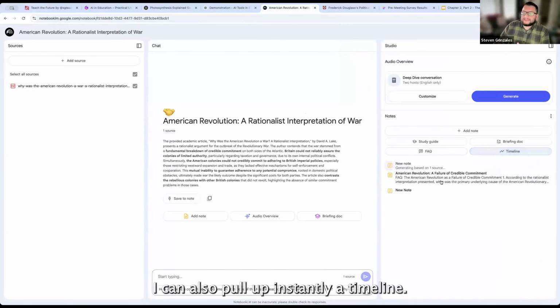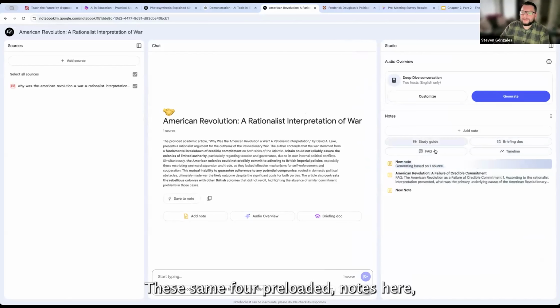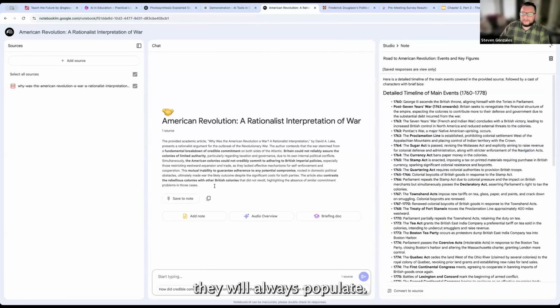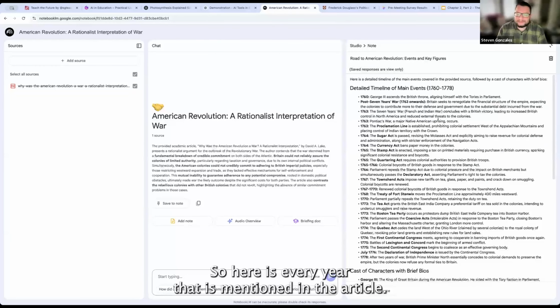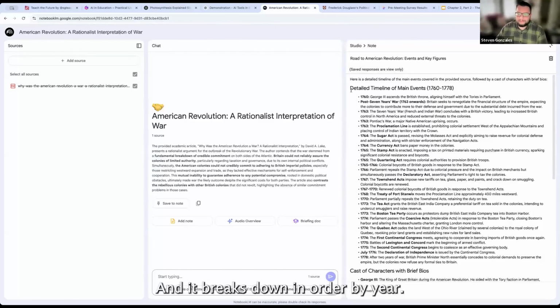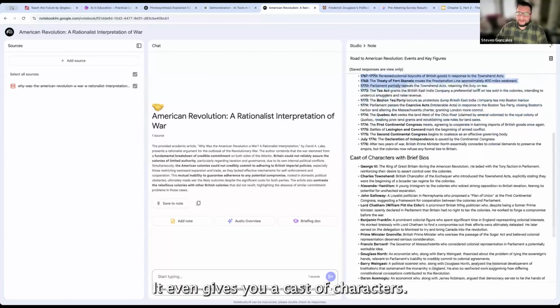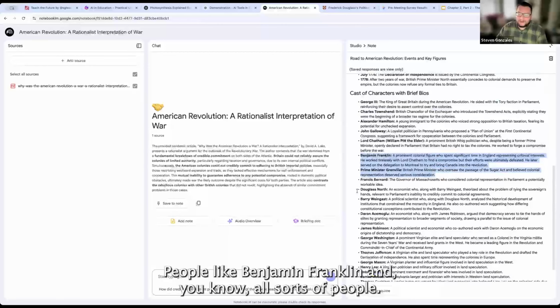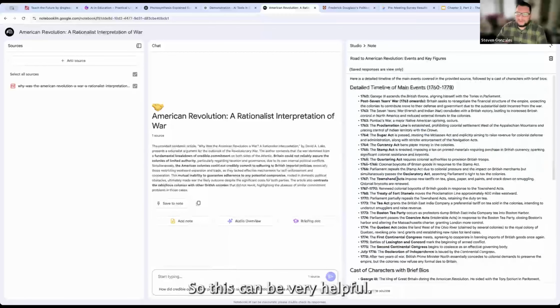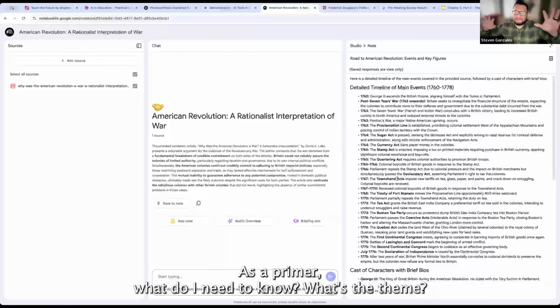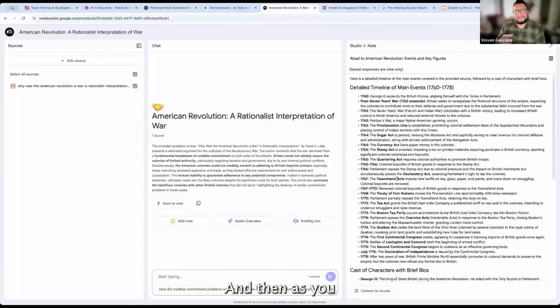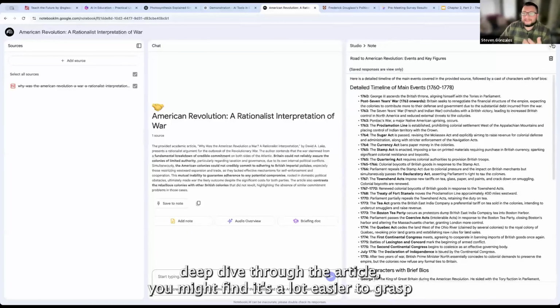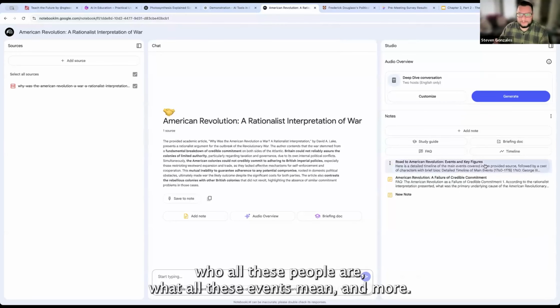I can also pull up instantly a timeline. These same four preloaded notes here, they will always populate. So here is every year that is mentioned in the article, and it breaks down in order by year. It even gives you a cast of characters, people like Benjamin Franklin and all sorts of people. So this could be very helpful as a primer. What do I need to know? What's the theme? How does it end? And then as you deep dive through the article, you might find it's a lot easier to grasp who all these people are, what all these events mean, and more.